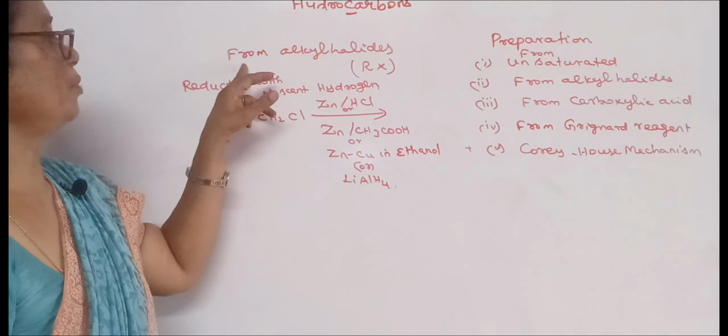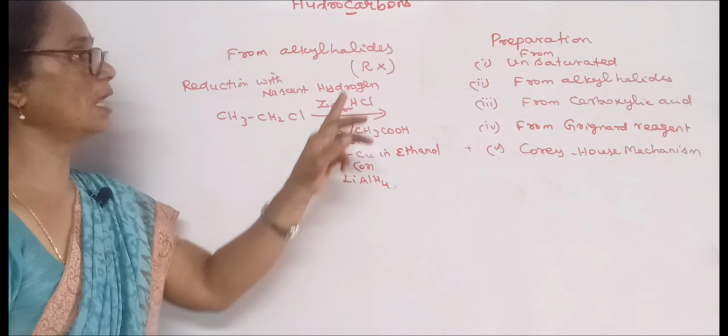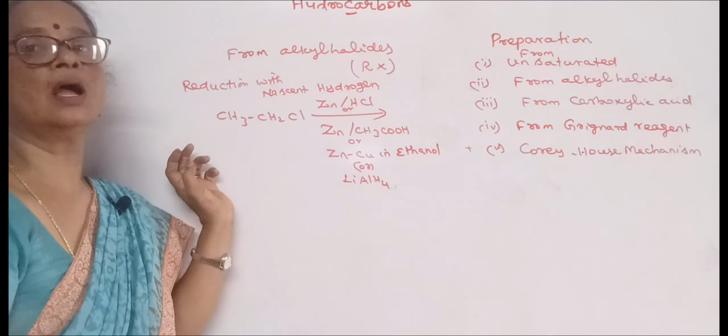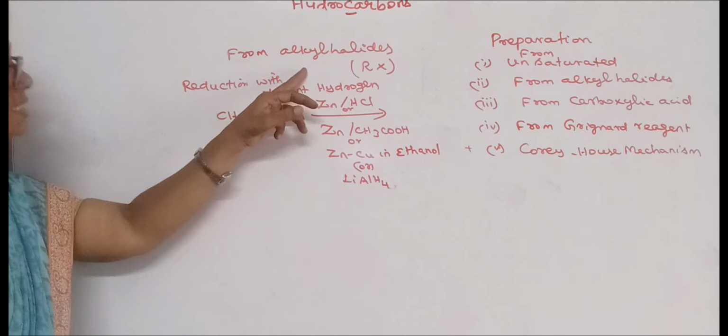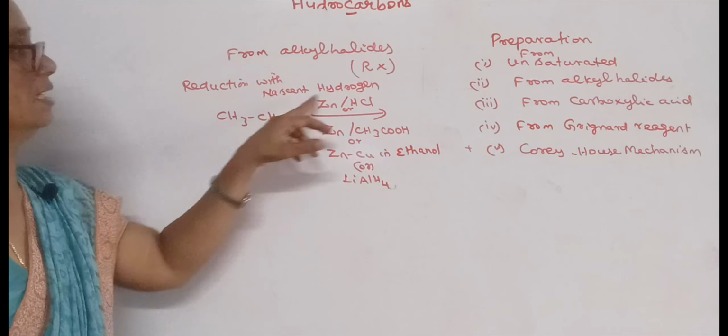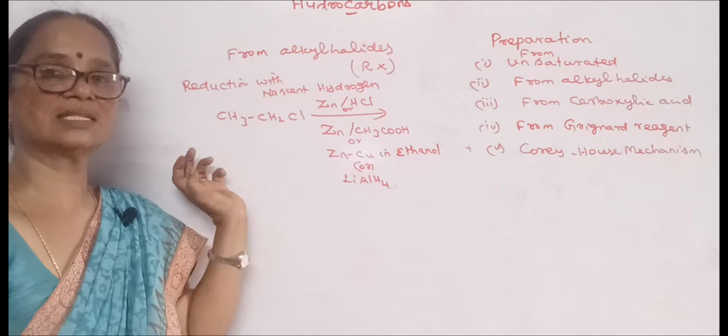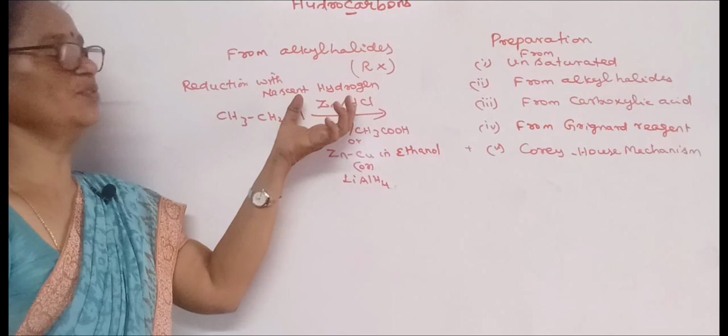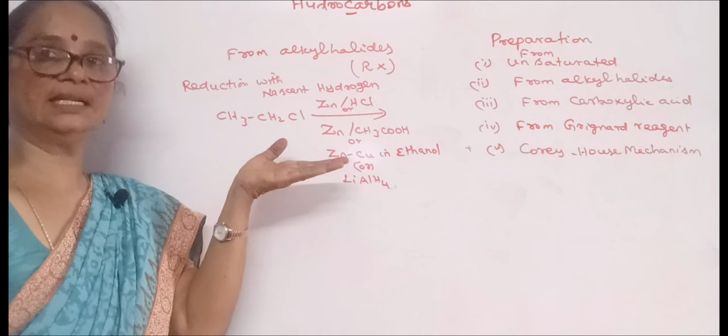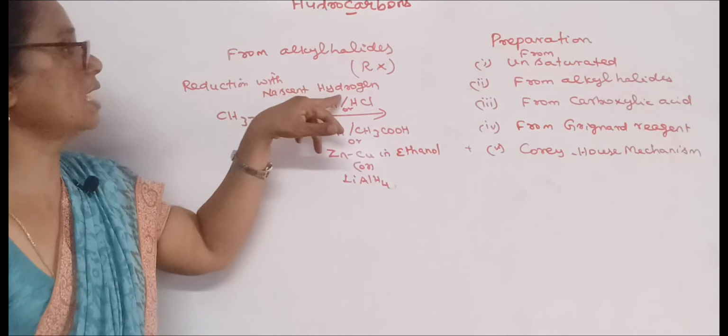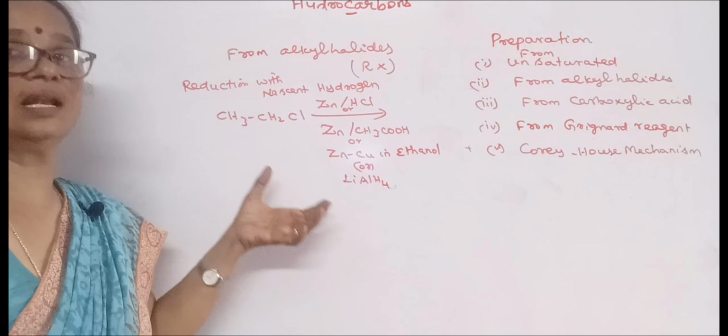The next method of preparation is from alkyl halides. Alkyl halides are generally represented by RX. So this is done by reduction with nascent hydrogen. What do you mean by nascent hydrogen? Nascent hydrogen means the birth state of hydrogen, it is in its atomic state. The atomic state of hydrogen is highly reactive.